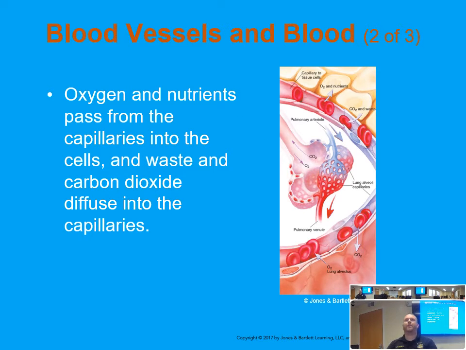Oxygen and nutrients pass from the capillaries into your cells, and the waste carbon dioxide diffuses into your capillaries. You can see here exchange happening where you have your pulmonary venules and your pulmonary arterioles. And you also have these, your lung alveolar capillaries. Again, exchange happening here, oxygen and nutrients into your tissues and CO2 and waste back into your circulation to be returned to the right side of your heart.